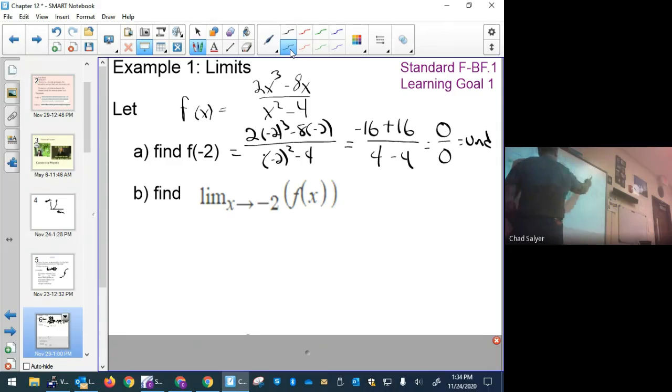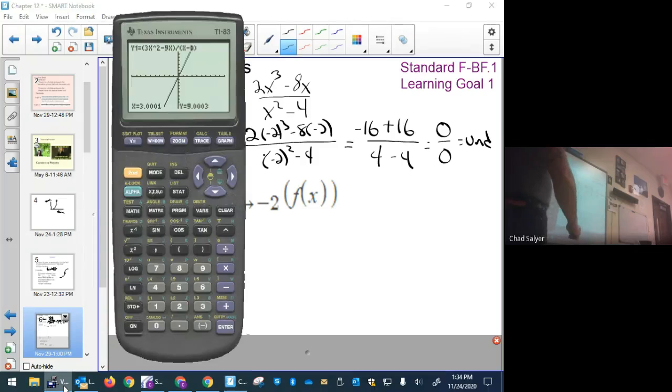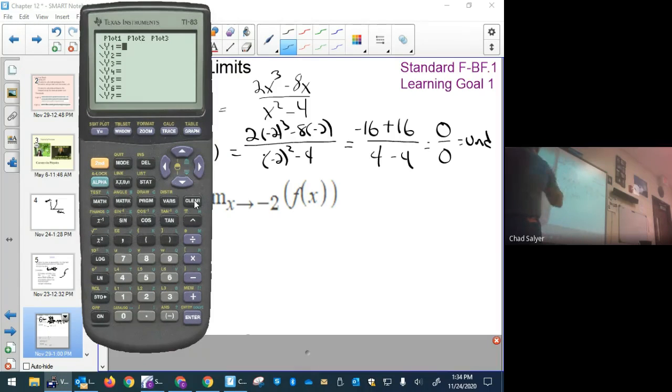It does not matter what the numerator is. If the denominator is 0, this is an undefined result. So the numerator is effectively irrelevant when you have a 0 denominator. It's always undefined. So this gives us no information. However, the limit as x approaches negative 2 will, and we can use our graphical analysis technique. So if I replace this function with this one, which is 2x cubed minus 8x divided by x squared minus 4.